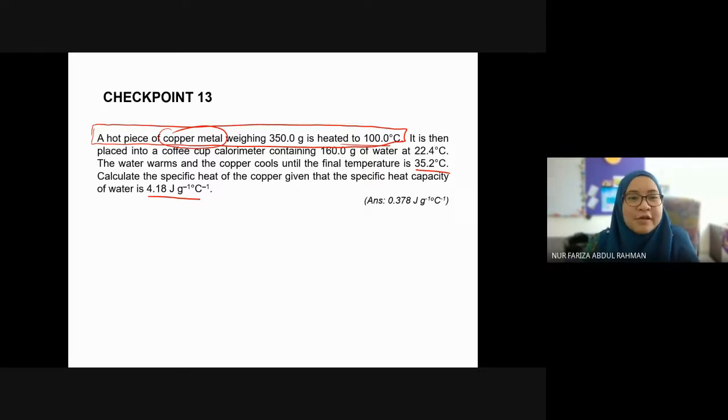Okay, untuk first step ni, this is saja extra kan. Lepas tu dia kata, ni cerita kedua, ni case kedua. It is then placed, yang dah panas tu, into a coffee cup calorimeter containing water at this temperature. So second process ni adalah exothermic because the copper is now releasing the heat because it is hotter than the water. Okay, it will be releasing the heat to the water. So dia sekarang jadi exothermic and the water will absorb. So water is now endothermic reaction.